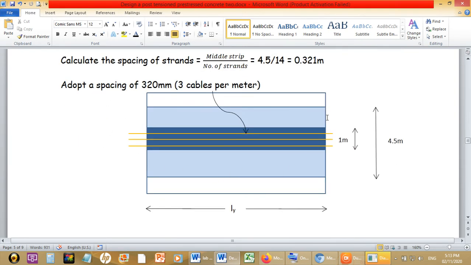This is the way in which we are going to show the strands in the middle strip. Clear?